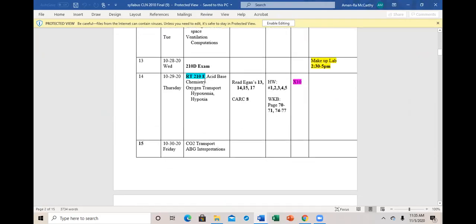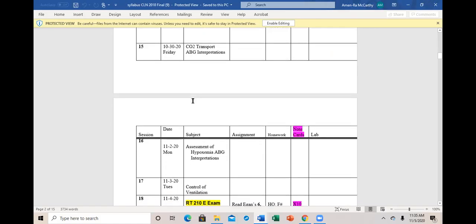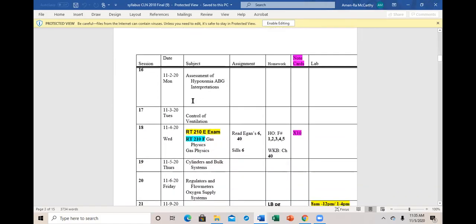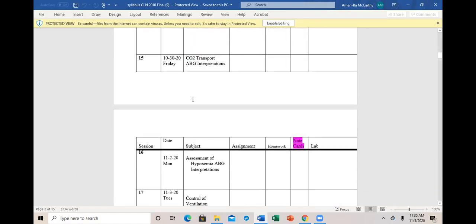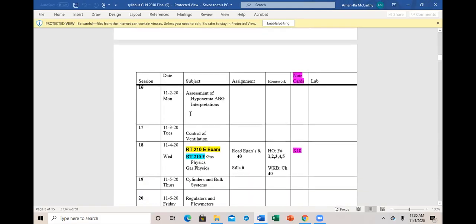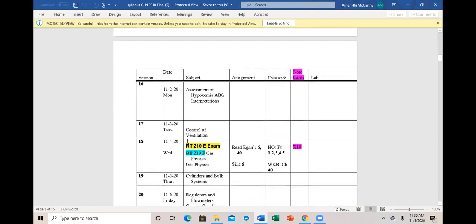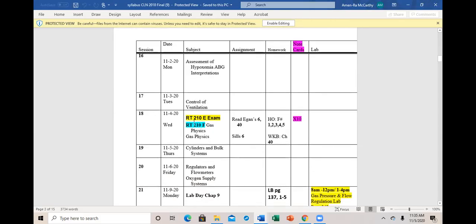We just took acid-base chemistry. Yeah, we took the acid-base chemistry test. What's today? The 5th. So we took it on the 5th. We should have taken it yesterday, but we took it on the 5th. So we started RT210F, which is gas physics, right?